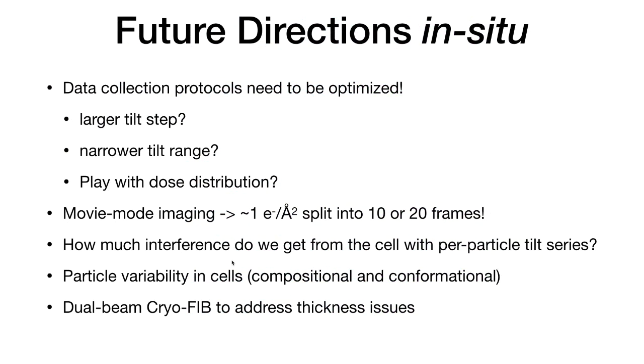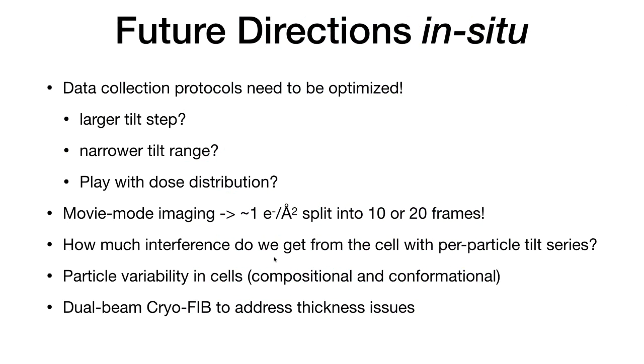There are still some issues surrounding movie mode imaging. A typical tilt for one of these micrographs is only going to have 1 or 2 electrons of dose. So if you're doing movie mode imaging, you're talking about taking 1 or 2 electrons per square angstrom and then subdividing that into movie frames. Splitting that up even further means you wind up with movie frames which have almost nothing in them at all. So it raises the problem of movie alignment to a whole new level.